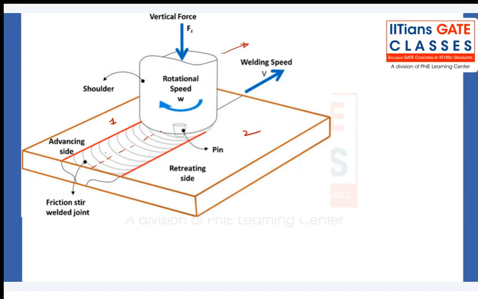Now, first, the pin is inserted into the two plates to be joined, and then it is continuously rotated such that the material gets disturbed under the pin because of the force acting, so that the material itself plastically deforms and the joint is produced. It is a solid state welding process. I have told you, solid state welding process. Clear, everybody?